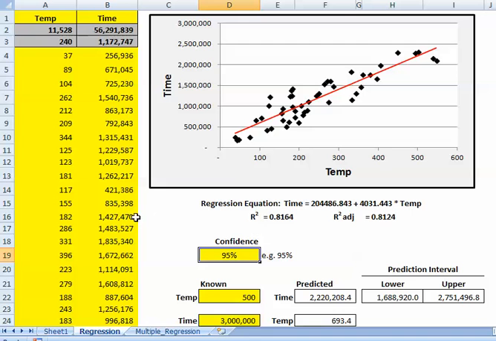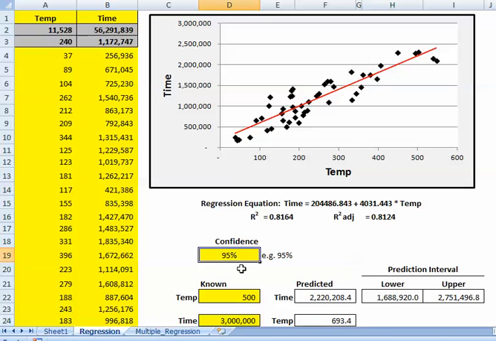In this particular example, there's an R-squared value of 0.81 and an adjusted value of 0.8124. So that's quite high and quite good. And what it's saying is approximately 81% of the time is predicted by the temperature, and the other 19 or so percent that is unaccounted for in the model is due to other factors over and above temperature.